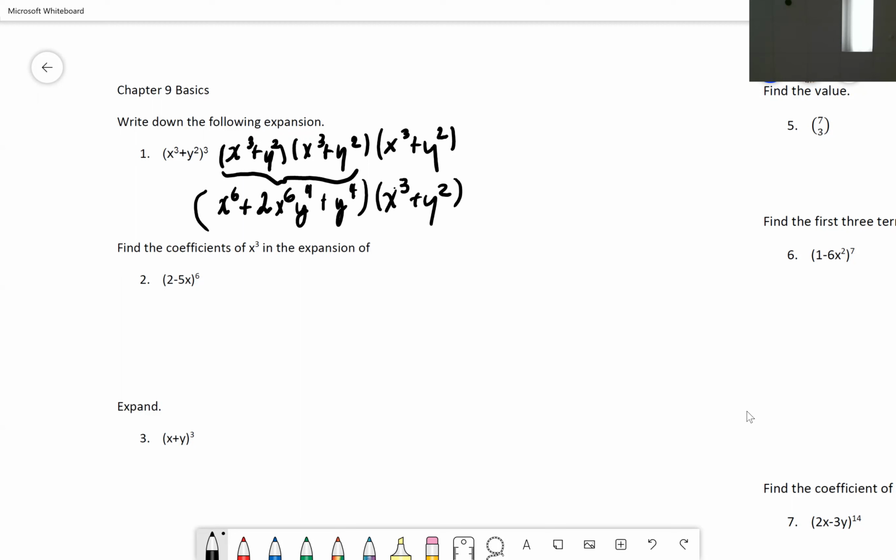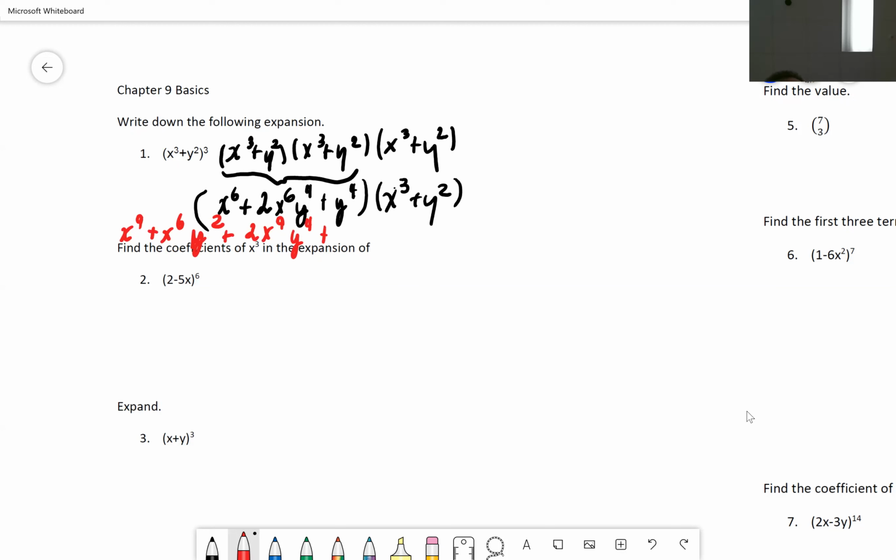All right, so far so good. You know how to do that. You just FOIL, right? You do twice the two terms when you multiply them, and now this is the part which makes it difficult, because you're going to go x to the 6 times x to the 3rd, that's x to the 9th. Then x to the 6 times y to the 2nd, that's x to the 6 y to the 2nd. And then you have 2x to the 6 y to the 4th times x to the 3rd, that's 2x to the 9th y to the 4th.